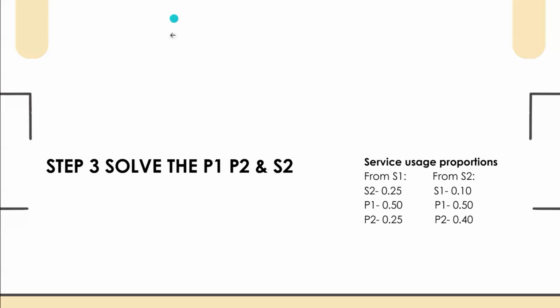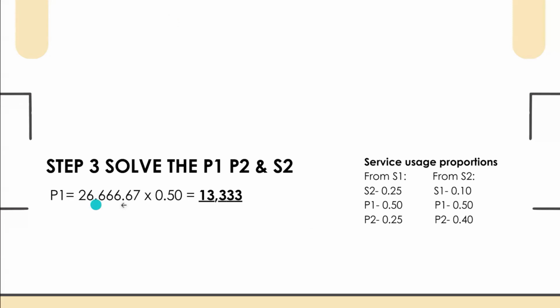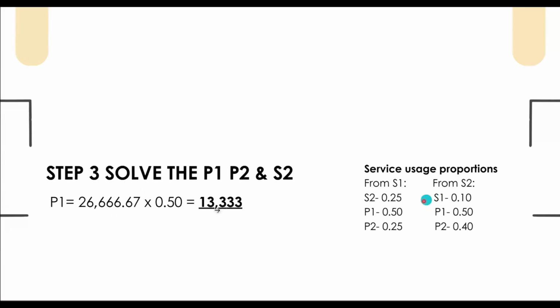Now, proceeding from that is what we call step 3, or solving for P1, P2, and S2 respectively. From the previous step, where the answer was 26,666 and 67 centavos, we now directly multiply with the proportion of services used. As we can see from the given, P1 is 50%. So we simply multiply the previous answer with 50%, and we get 13,333.